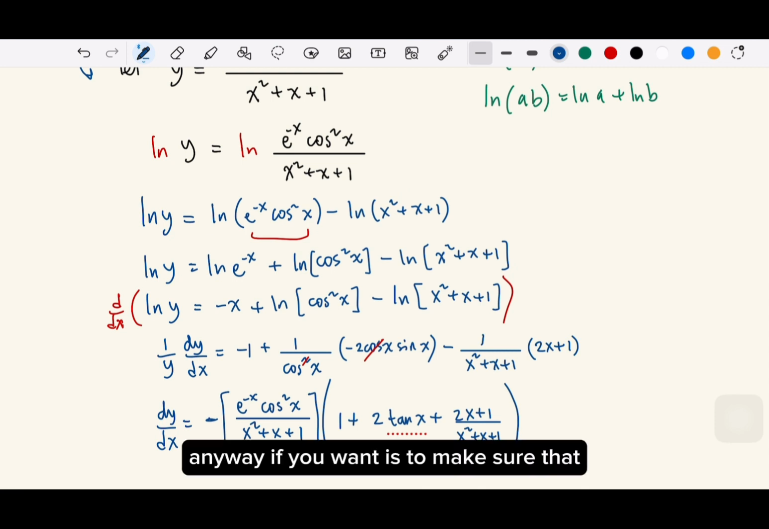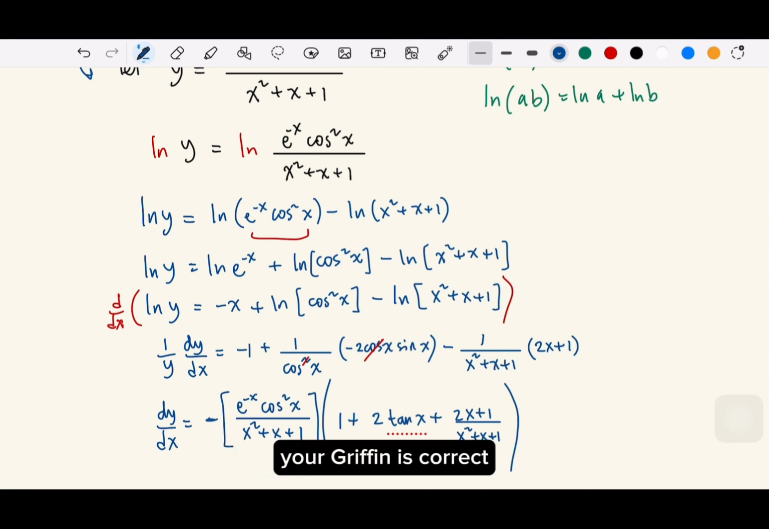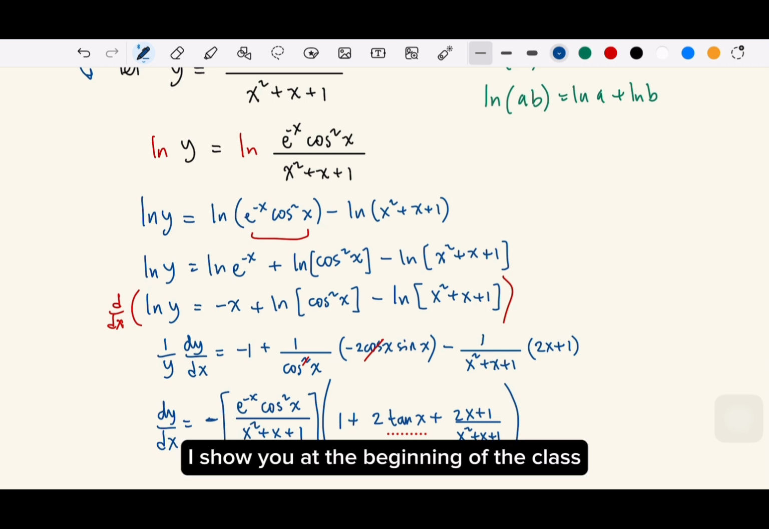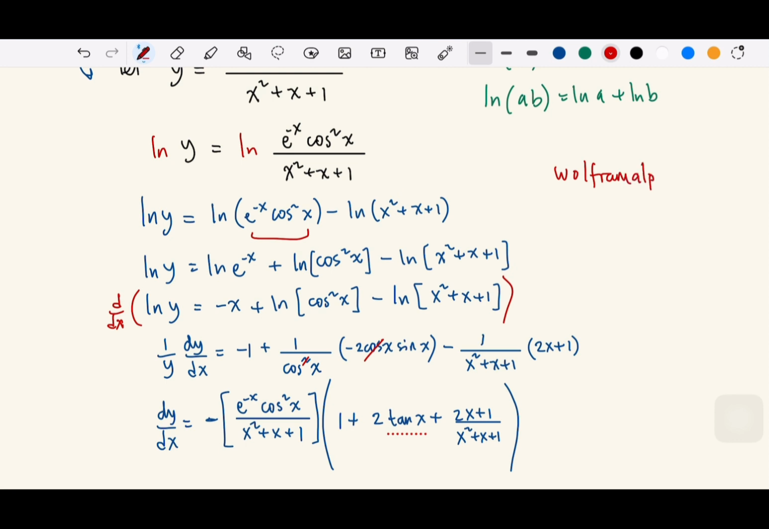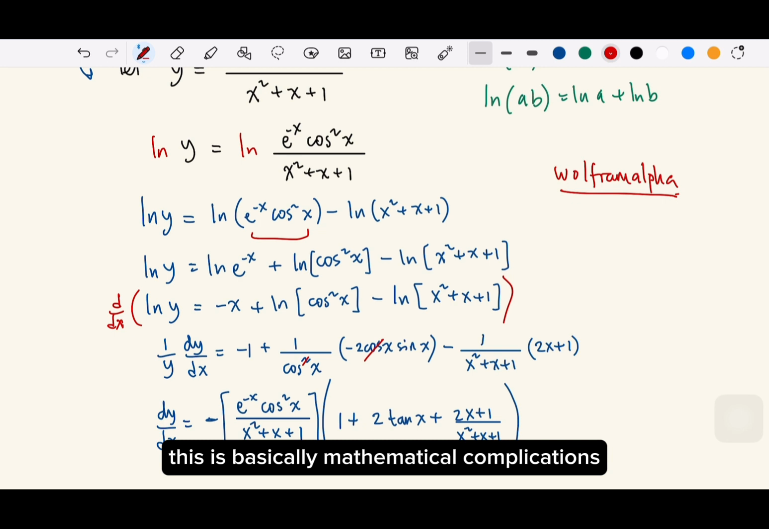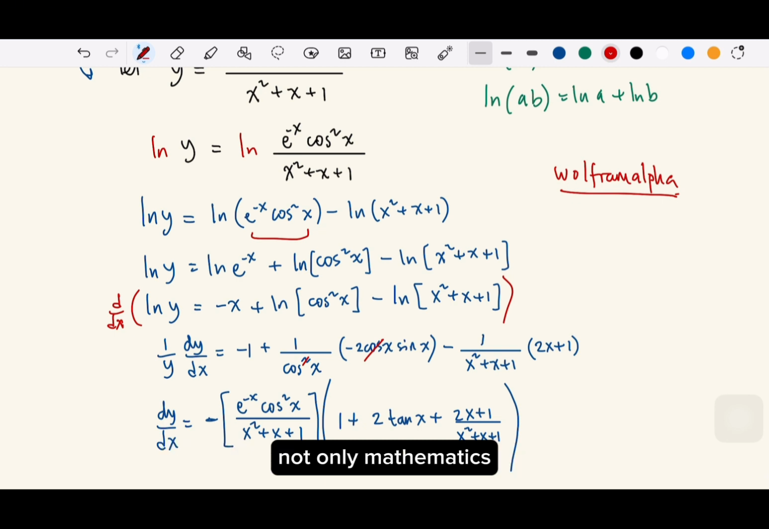Anyway, if you want to make sure that your derivative is correct, you can go to Wolfram Alpha. Okay, I showed you at the beginning of the class, but I don't think you are going to open it, right? It's just a website, so right now you can type in Wolfram Alpha. So let me write Wolfram. Okay. This is basically mathematical computation. Not only mathematics, you can ask anything.